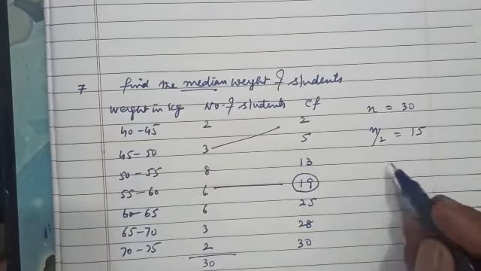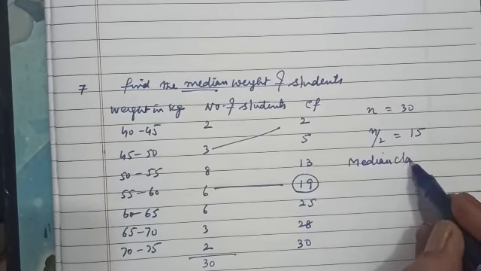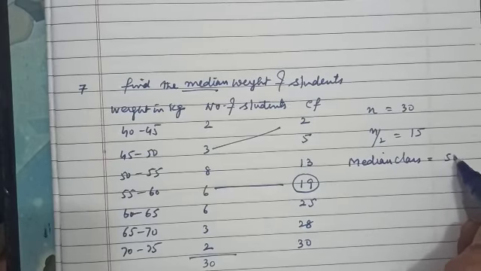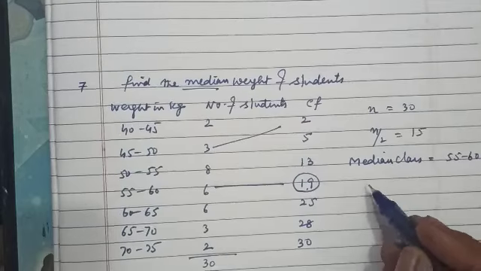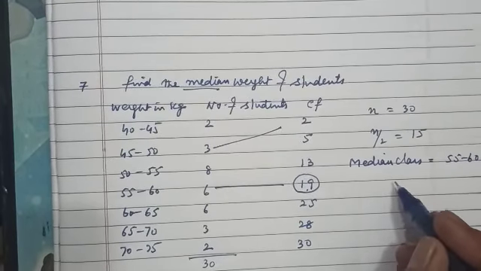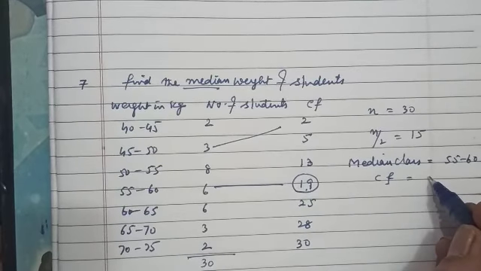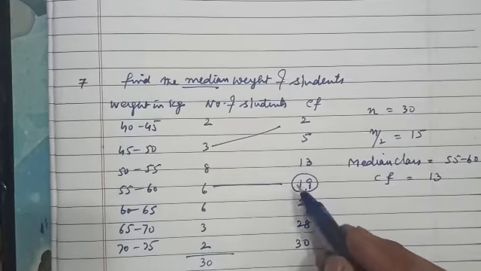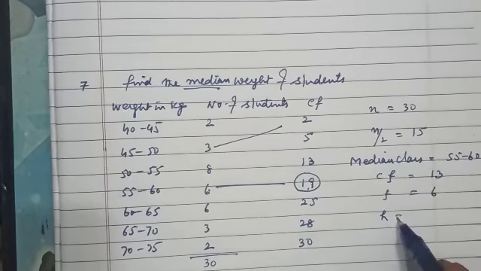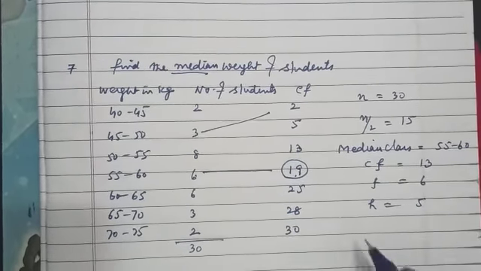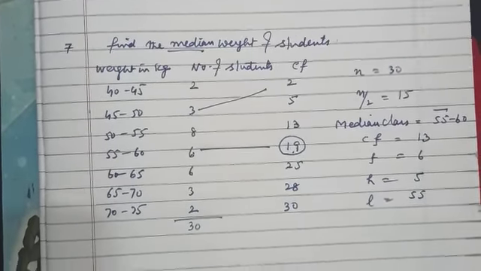So the number nearer to 15 but greater than 15 is 19. So इसके सामने वाली साइड median class is 55 to 60. Then we have to find the value of CF. इसके सामने ऊपर वाली फ्रीक्वेंसी CF में 13, इसके सामने वाली फ्रीक्वेंसी F and H is 5. So L the value जो है that is lower limit of the median class.